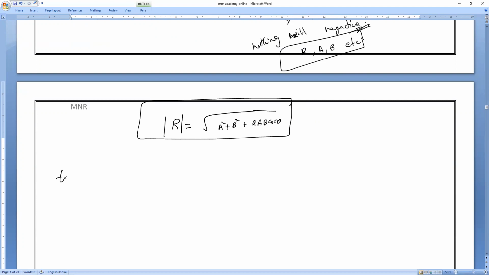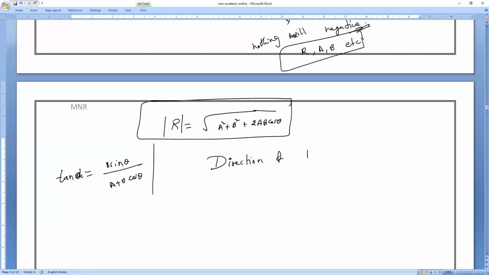Next, tan alpha is equal to what? What is the formula we have written? Tan alpha is equal to B sin theta divided by A plus B cos theta. Sir, how, sir? Let us see. I taught this earlier, but I am teaching again.